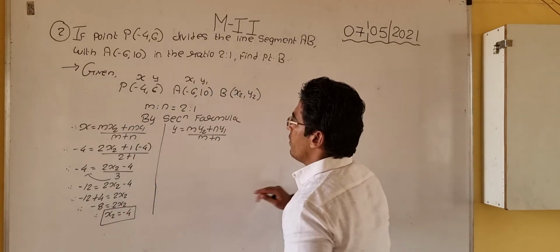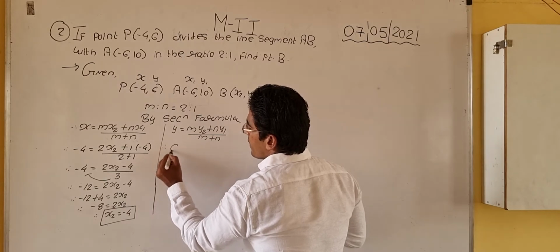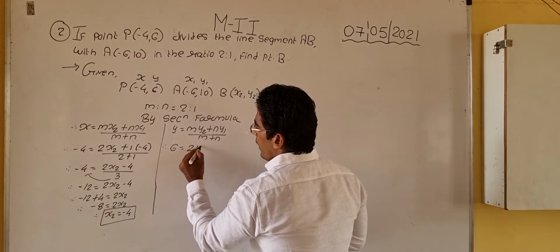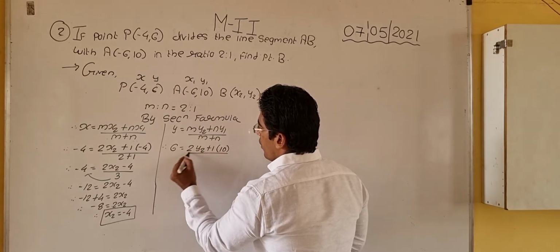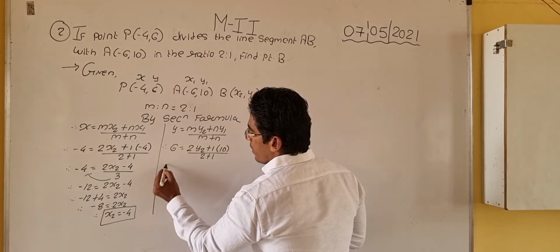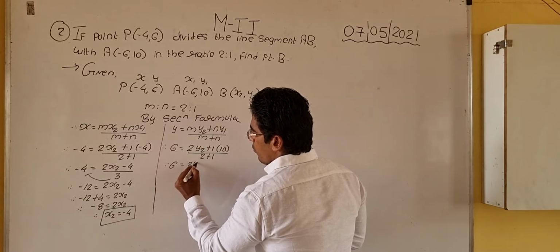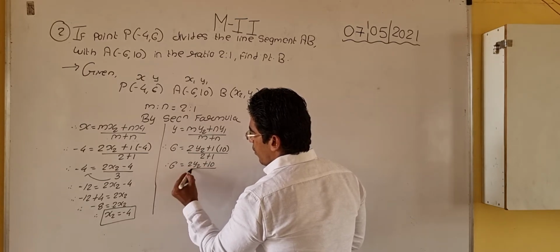Similarly, we will apply the formula for y. What is y? 6. What is m? 2. y2 we have to find out. n is 1, y1 is 10, upon m plus n, that is 2 plus 1. 6 is equal to (2y2 + 10) upon 3.